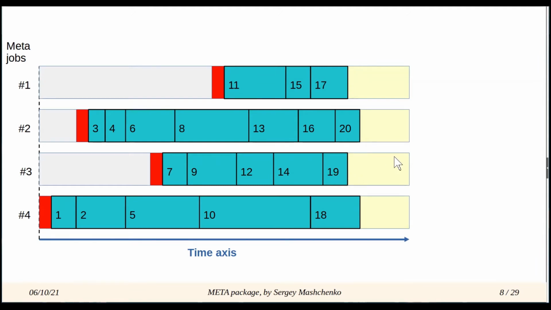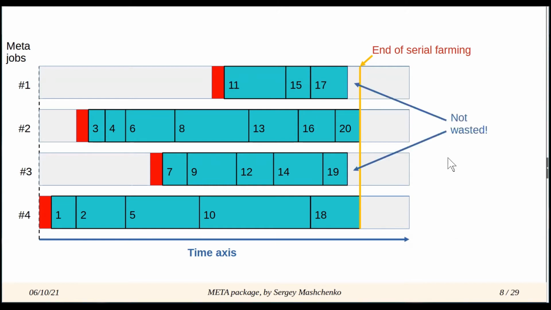Same thing here. By the time we get all our results, first of all, you can see they all finish more or less at the same time. And these gray rectangles are not wasted, because these meta jobs know there is nothing to compute and they die earlier than they otherwise would be running. So there are no wasted cycles here. This is a critical point.